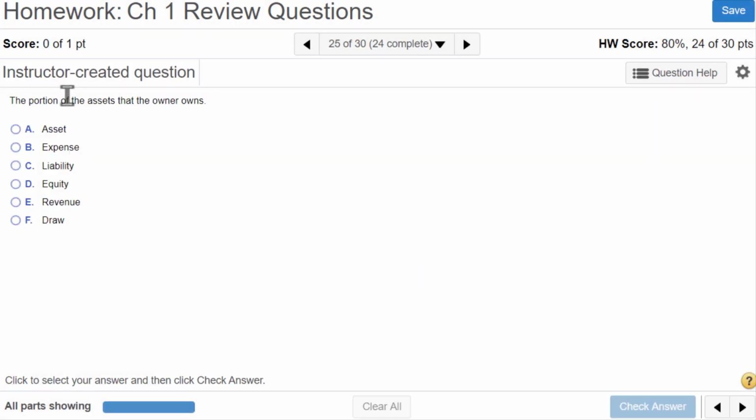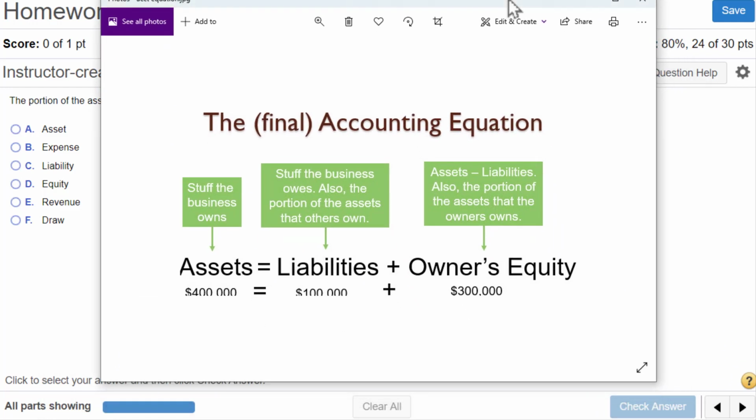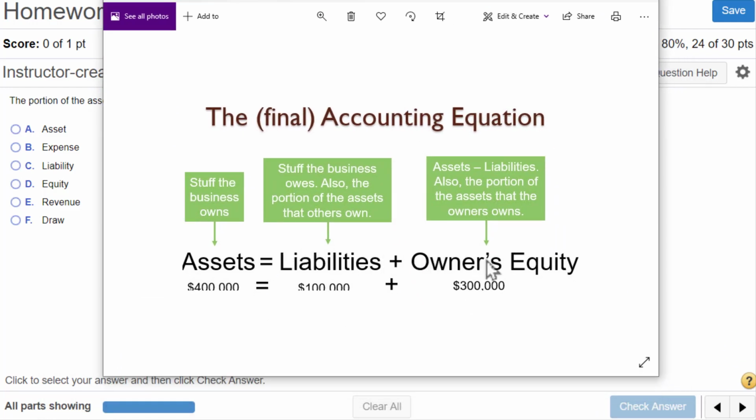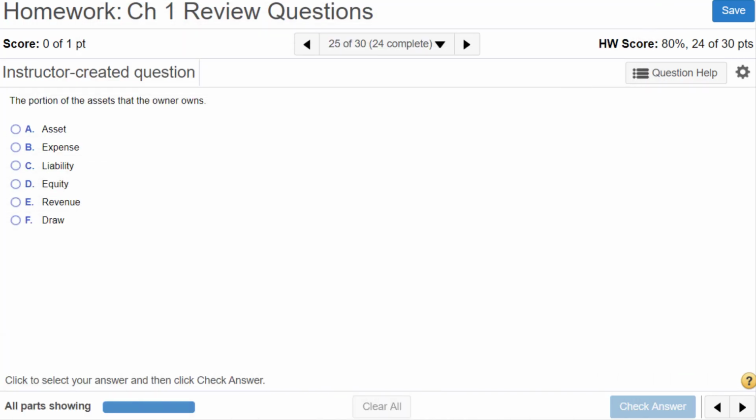The portion of the assets that the owner owns. So remember the accounting equation, assets equals liabilities plus owner's equity. It's just basically showing you on the left side what the business owns, and on the right side it's showing you who owns it. So owner's equity is the amount of the assets that the owners own, and then the liabilities are the amount of the assets that others own, like the bank. So the portion of the assets that the owner owns, that's equity.